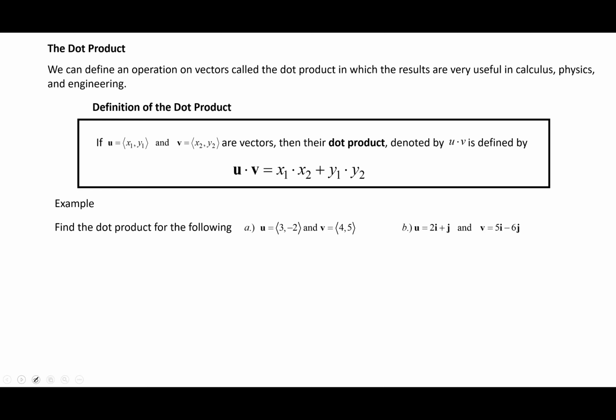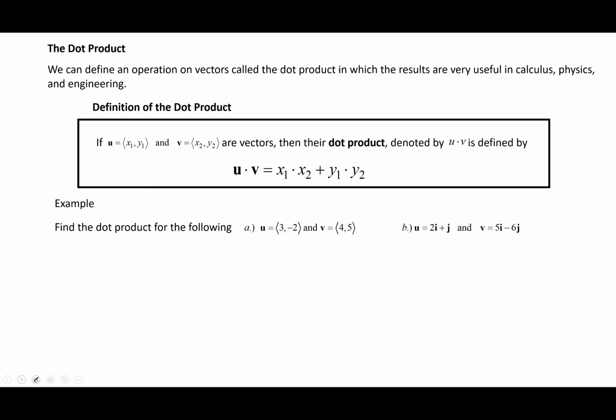So the dot product is something that you are going to use a lot in the future in your calculus classes or in your physics classes, or if you plan on going to engineering. But here's the formal definition. You can go ahead and pause the video to give you guys more time to copy it down.